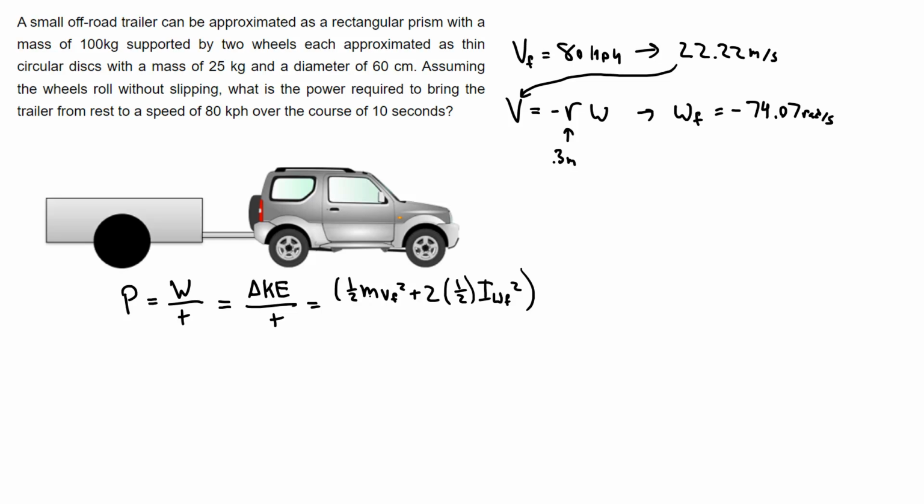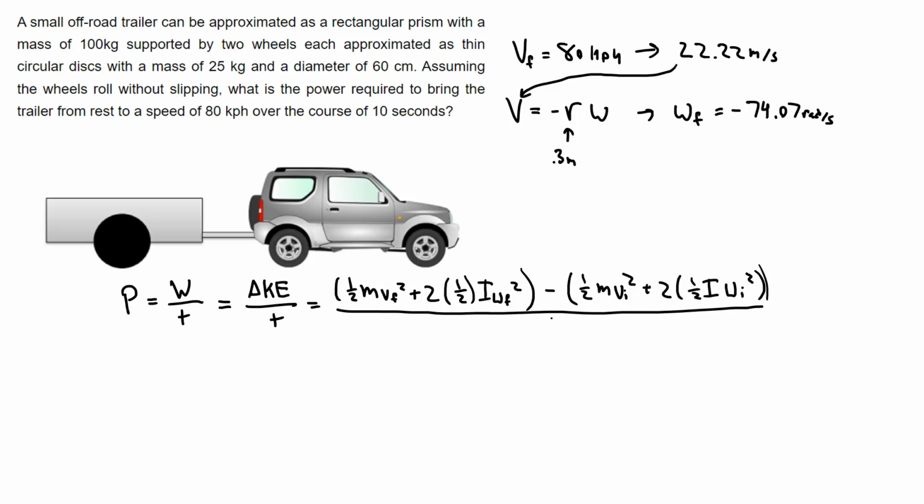This is going to include the mass of everything that's moving, wheels and trailer, and I've got two wheels that are both rotating. That's the final minus initial, so minus 1/2 m v initial squared plus 2 times 1/2 I omega initial squared. Sorry, let me fix that. All of this gets divided by time for the power part of this. Since we're starting from rest, the initial terms are all 0.